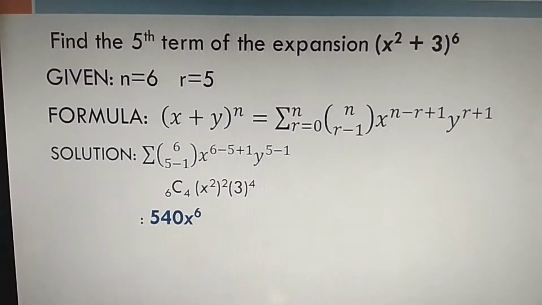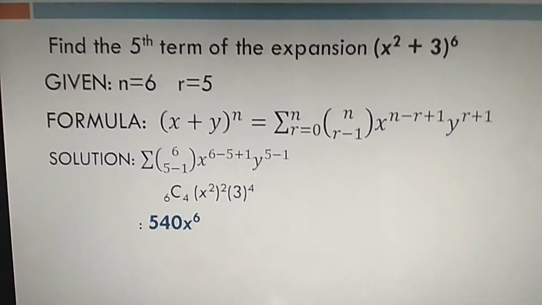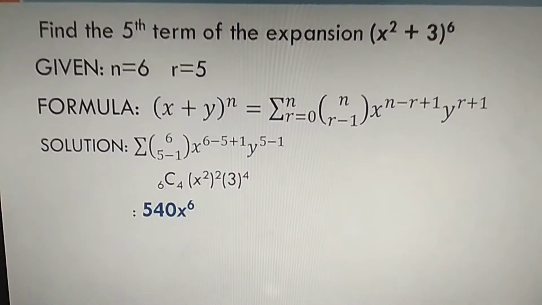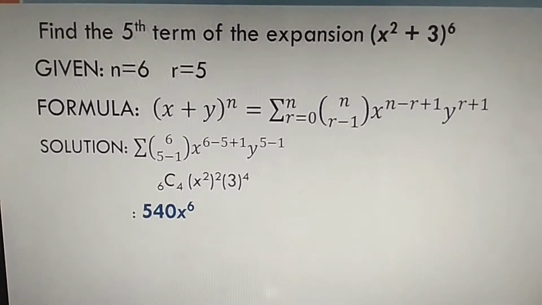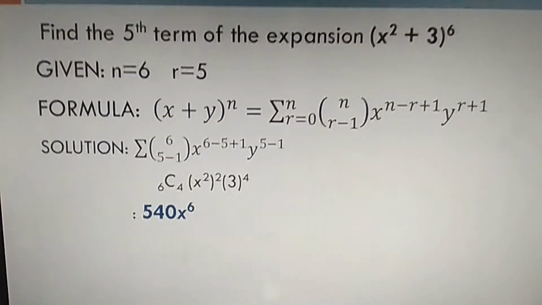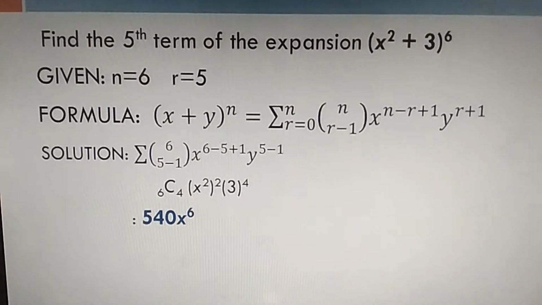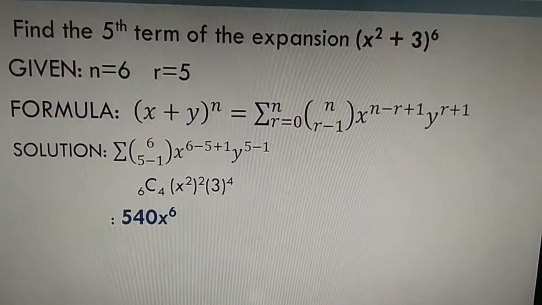So let's now move on to our examples. For the first example, find the fifth term of the expansion of the quantity x squared plus 3 raised to 6. You are given the formula. We will just substitute n and r and we will find the answer, 540x raised to 6.